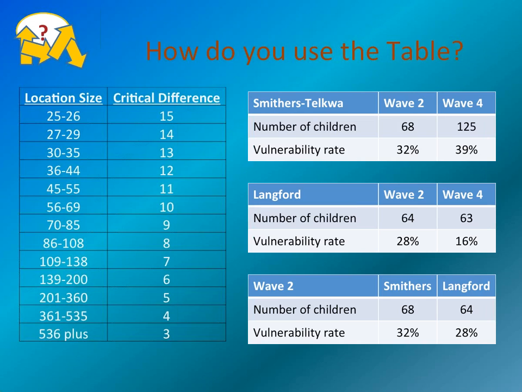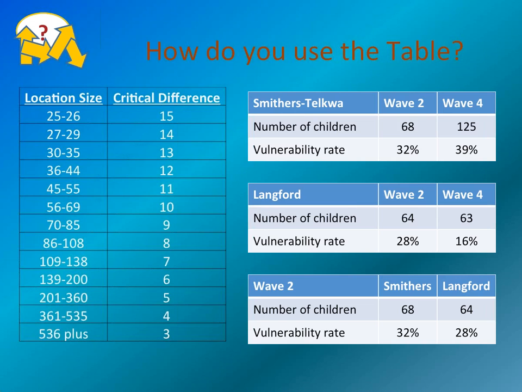One more example of looking in one place over time: Langford, which is a community just west of Victoria. They had 64 and 63 children in the 2 waves, which corresponds to a critical difference of 10 at each time. So you need a difference of more than 10 points to say that there has been a real difference, and then decide what that means. And in fact, it went down in reality from 28% to 16%, which is 12 points. And so we would say in this case that there was a significant difference between wave 2 and wave 4 in Langford.